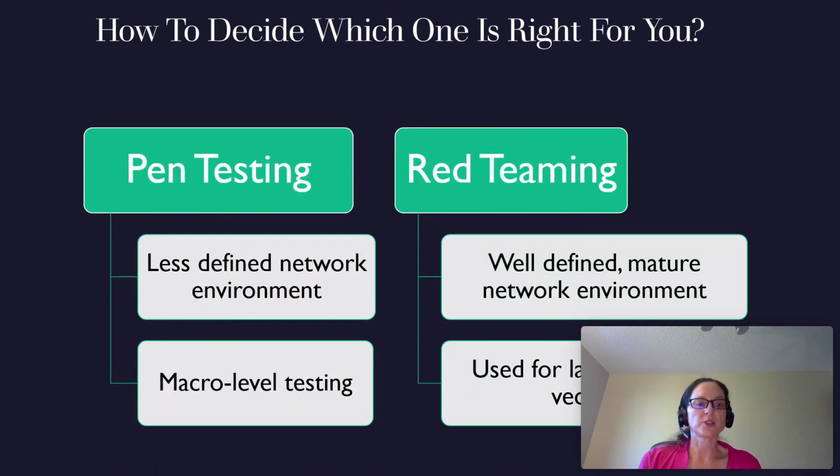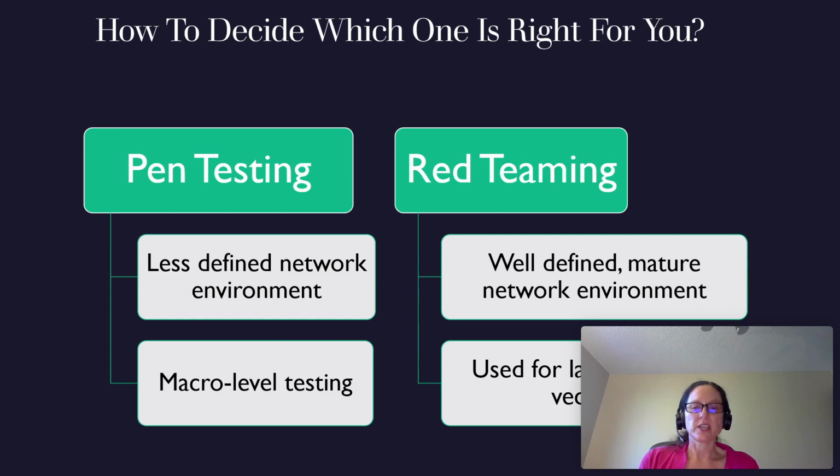How to decide which one is right for you? Which are the best situations to use each one? Penetration testing and red teaming aren't a one or the other solution. It's possible to use them in conjunction with each other as they have separate goals. Red teaming is a more advanced type of penetration testing and should possibly be used in a well-defined network environment. If you don't have a mature network, your organization is not prepared yet for red teaming.